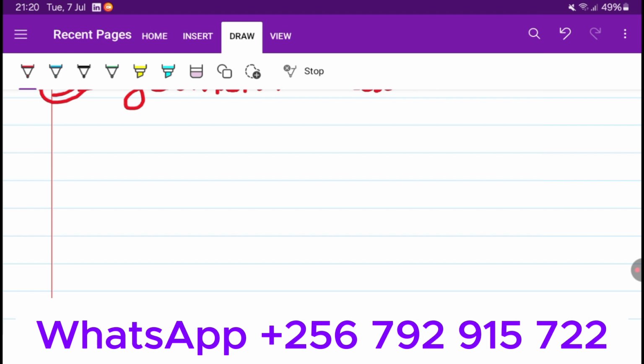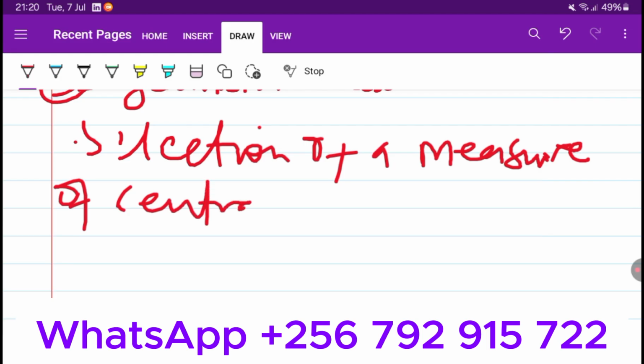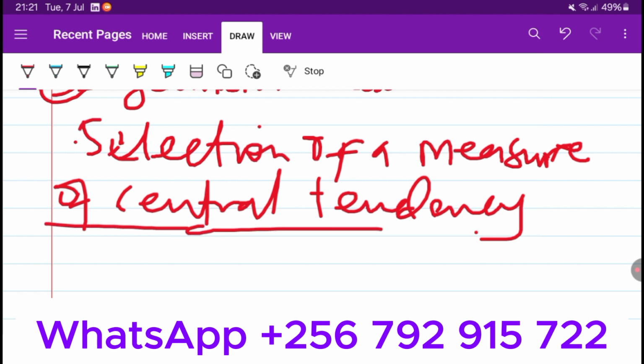So I'm going to give you the selection of a measure of central tendency. And by the end of this chapter, you should understand which measure is going to be the best.